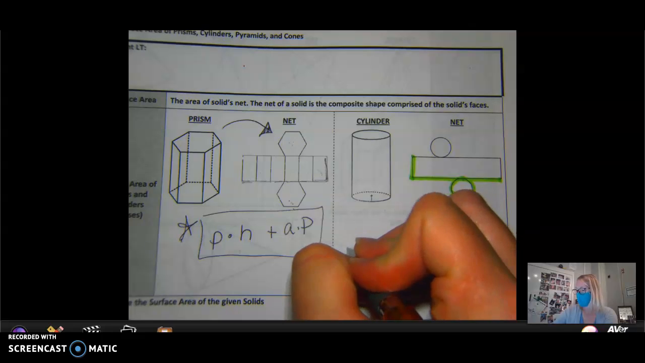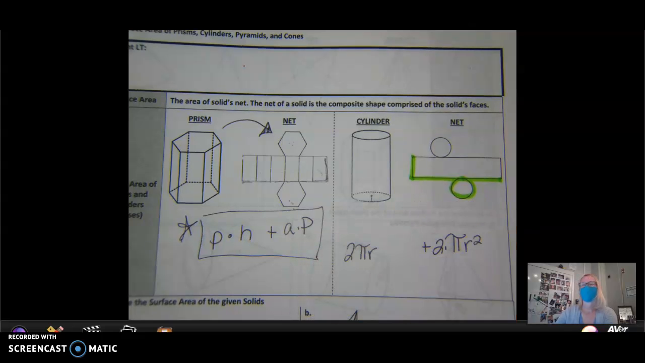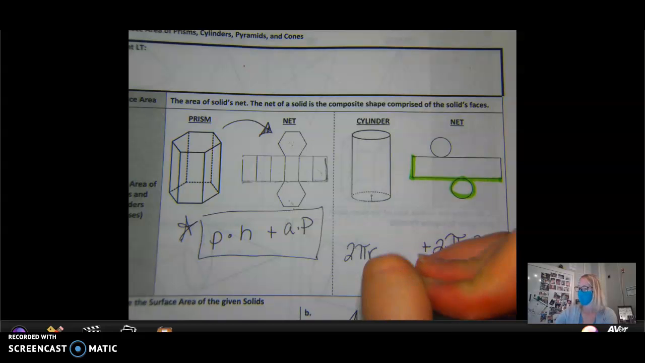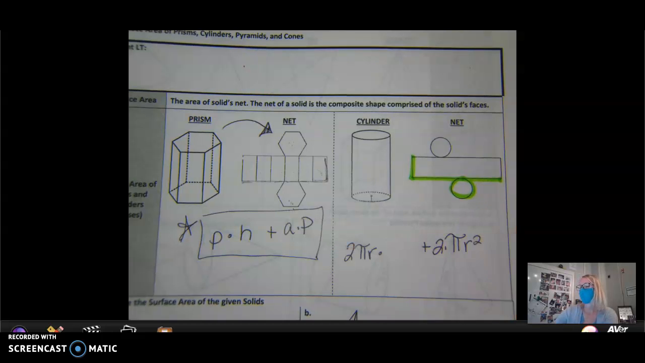Pi r times 2. If you had diameter, could you just use diameter times pi? Okay. And then to that, I'm going to multiply it, so that's the base. Multiply it by what?